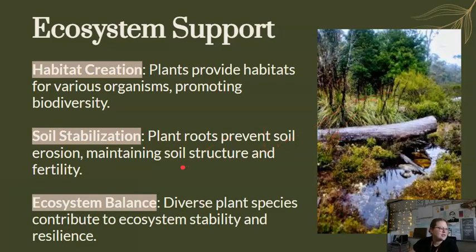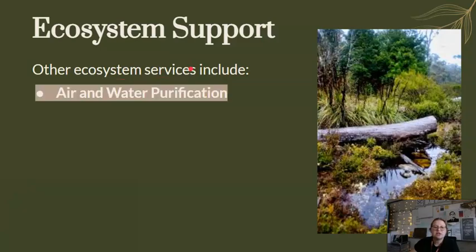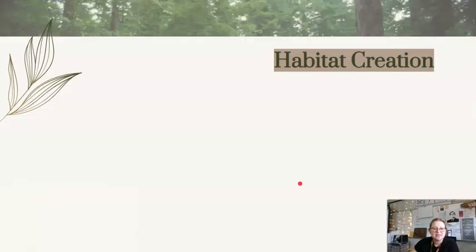And then there's also ecosystem balance. So diverse plant species contribute to ecosystem stability and resilience. Biodiversity is important to a healthy ecosystem. Other ecosystem services include air and water purification, recreation, and aesthetic value. The world would be a lot uglier without plants around.